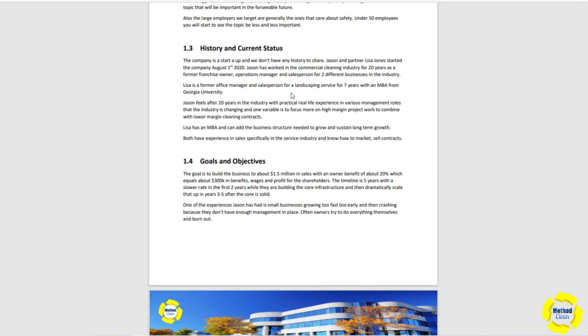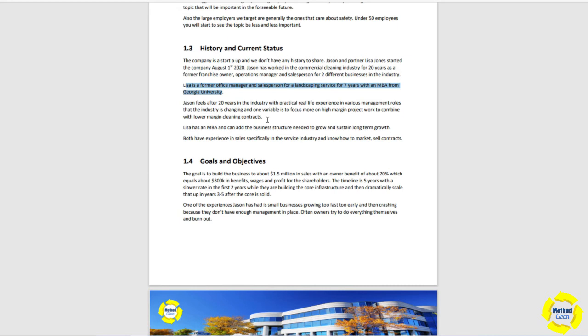In this situation, this is a startup, so we don't have any company history, but each of the partners has life history. So this is where we would list that. The reason we want to do that is we each have different skills. For instance, Lisa, one of the partners, is a former office manager and salesperson, so she has experience in sales and marketing, so she would be a good fit for the office admin type of position.